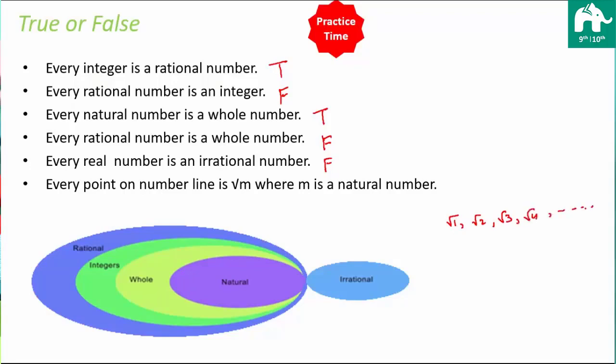Right? But is that true? No, because on the number line, we also have the whole numbers, the negative numbers, in fact, the integers, the rational numbers, and the irrational numbers. So basically, we have all the real numbers on the number line. So it will be incorrect to say that we only have numbers in the form of root m, where m is a natural number. So this is absolutely false.